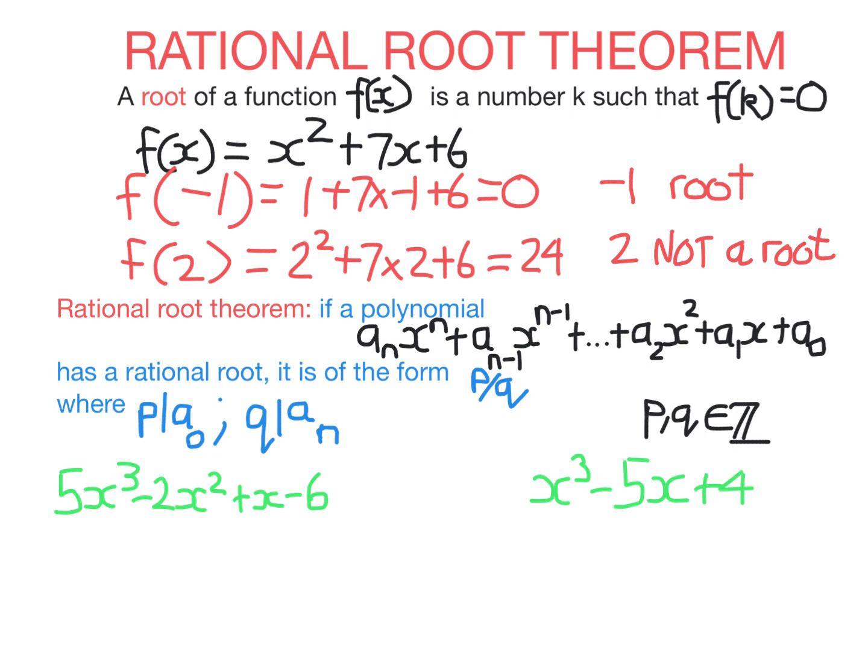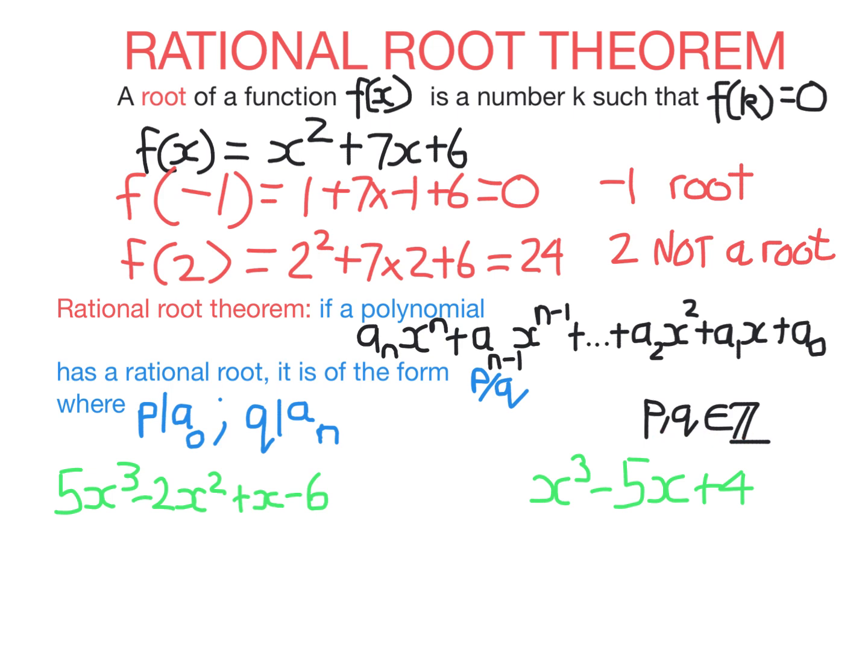It tells us that any rational roots that the polynomial has are of the form p over q, where p divides a0 and q divides an. That's the rational root theorem. What is it saying? Well, we're looking at rational roots, so that means fractions where the numerator and denominator are integers. That's what this says here, p and q are integers.